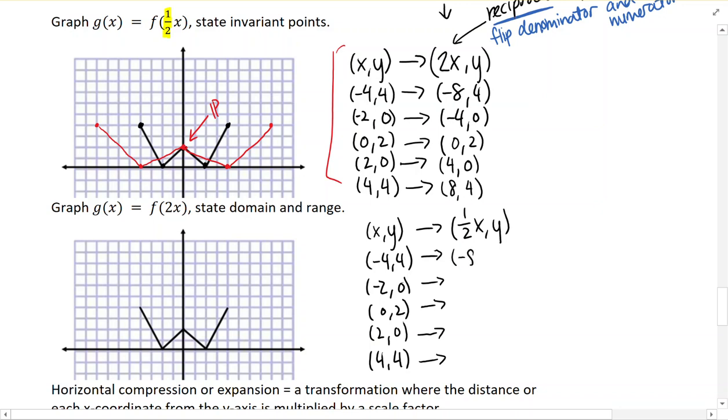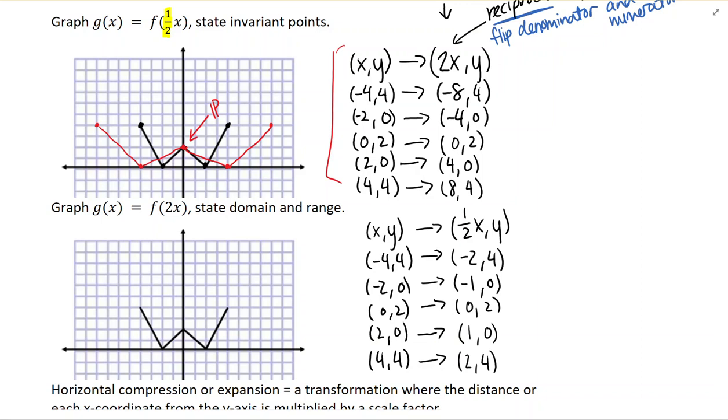So that's -8, -2, 4, -1, 0, 0, 2, 1, 0, 2, 4. Again, going to graph this in red. So everything kind of moved inward. So the new W looks like that.